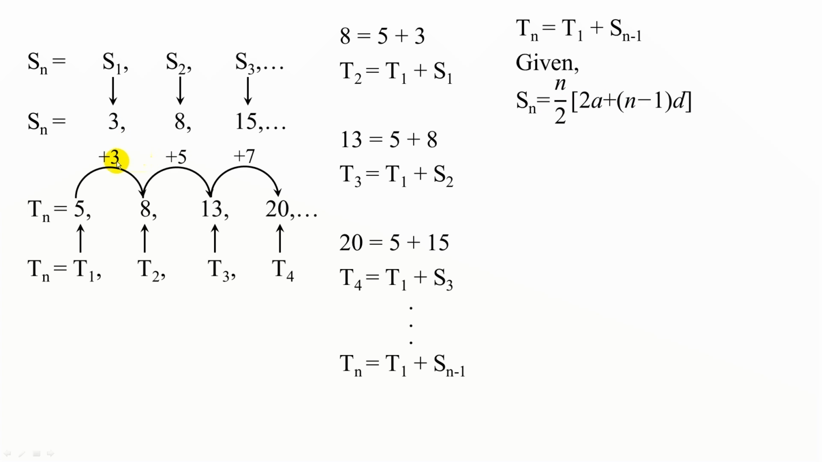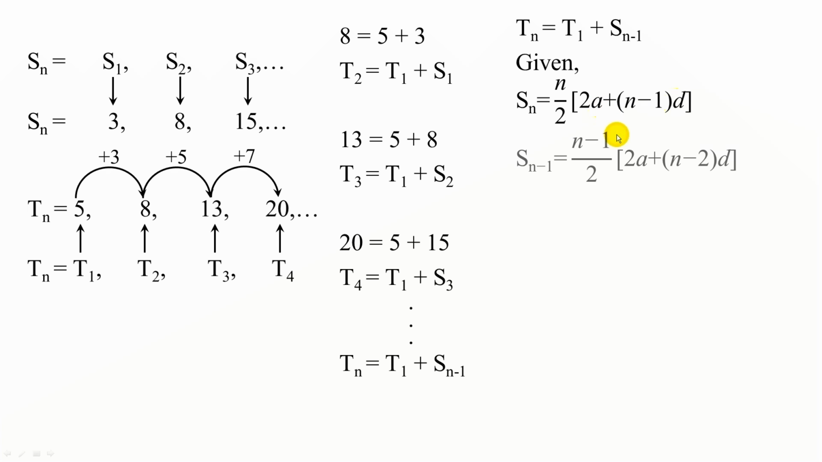Where is the arithmetic sequence? Here is the arithmetic sequence, not this one, but this one. This is the arithmetic sequence. The first term is 3. D is the common difference. The common difference is 2, right? You see, 3 plus 2 you get 5. 5 plus 2 again you get 7. So 2 is the common difference. D is 2. A is 3.